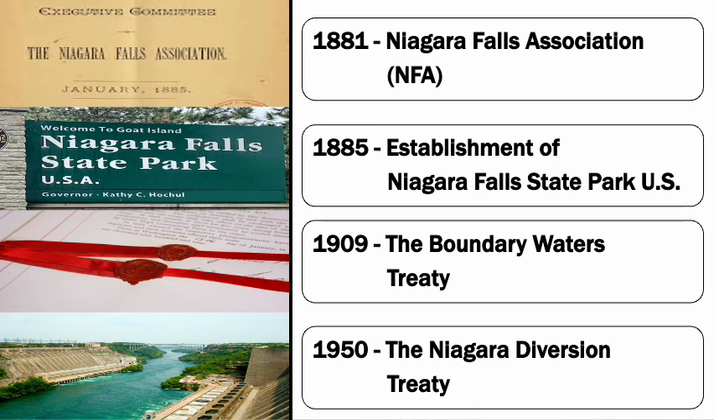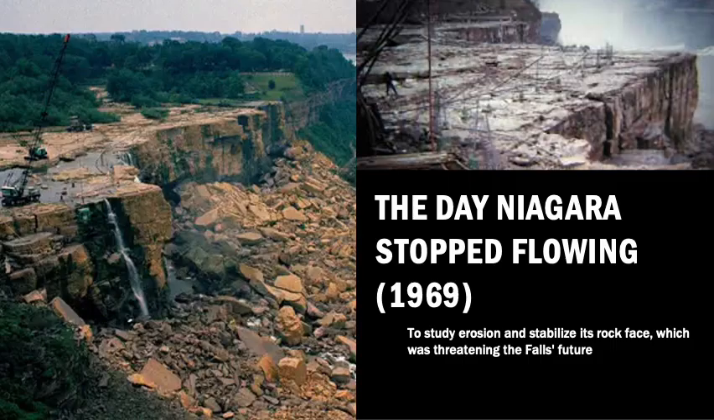The Niagara Diversion Treaty of 1950 was signed between the United States and Canada to balance industrial and preservationist priorities. The treaty established strict guidelines for water diversion, ensuring that a minimum flow of water would be maintained over the falls during the day to support tourism, while allowing greater diversion at night for hydroelectric power.